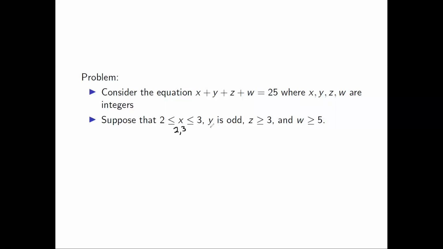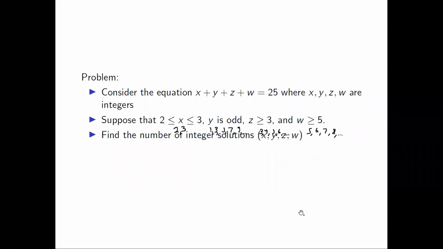Y is odd, so y can be 1, 3, 5, 7, 9, and so on. Z is greater than or equal to 3, so z can be 3, 4, 5, 6, and so on. And w is greater than or equal to 5, so w can be 5, 6, 7, 8, and so on. And I just want you to find the number of integer solutions for this tuple x, y, z, w.